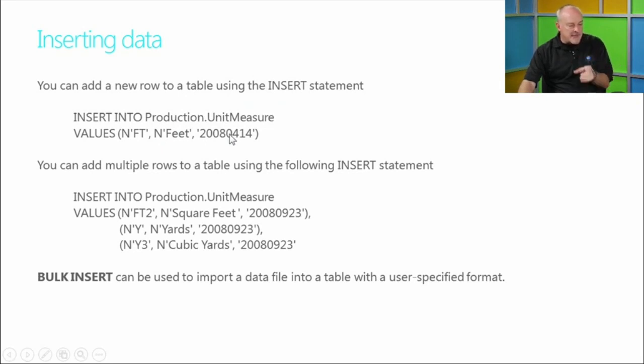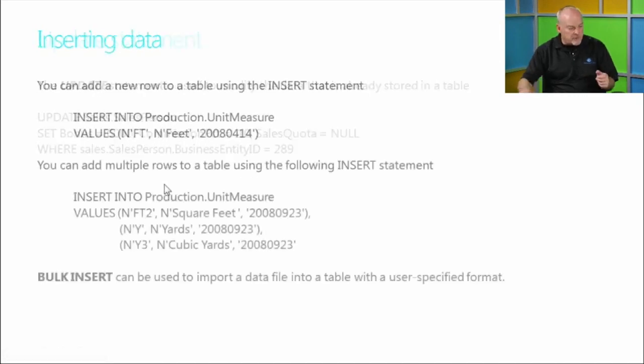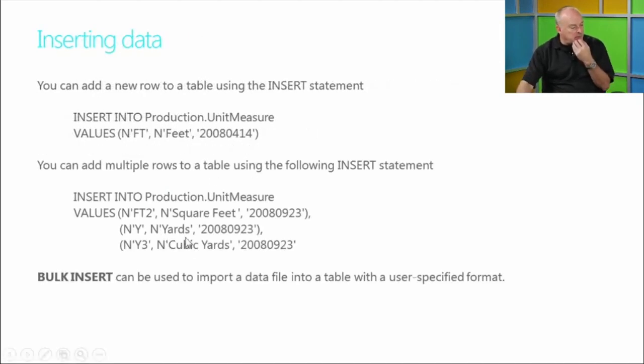Now, what this is going to do, and again, I'll go back out and execute this, it's going to add a row into the unit measure. If I want to add three rows, I could do something similar: insert into production.unitmeasure. Here's the first one, and here's another one. I'm adding square feet, yards, and cubic yards. My script is slightly different, so when I go out and show you that, it's going to be slightly different. I changed it because I wanted to show you something.